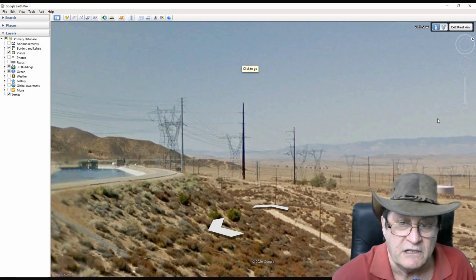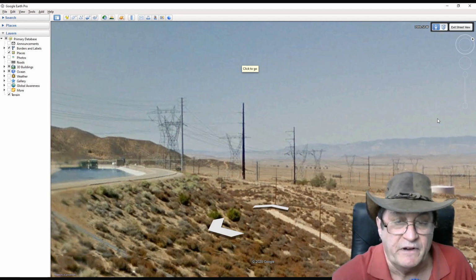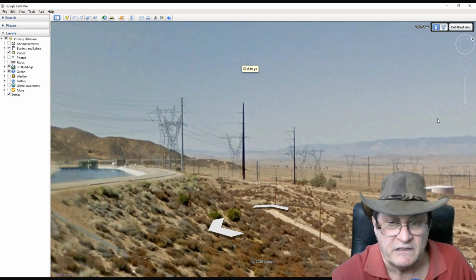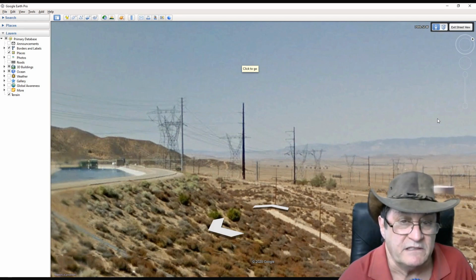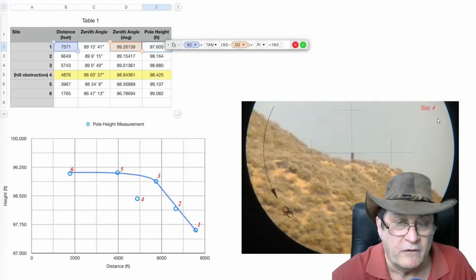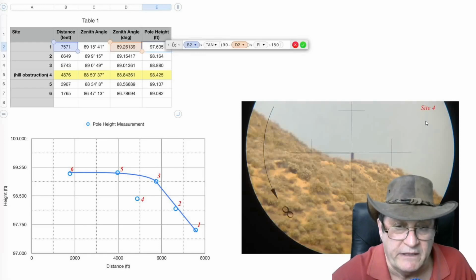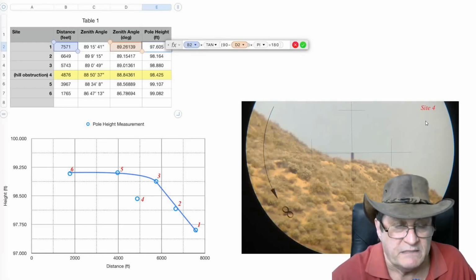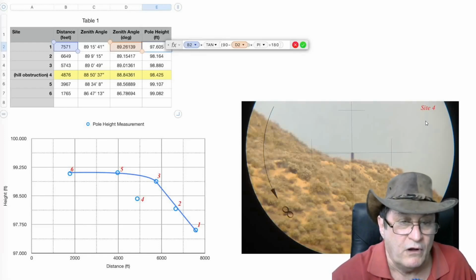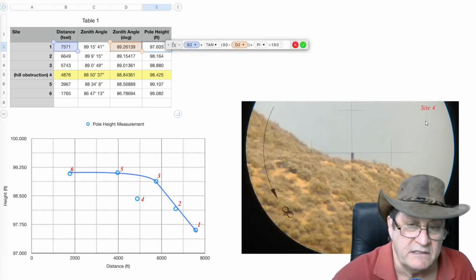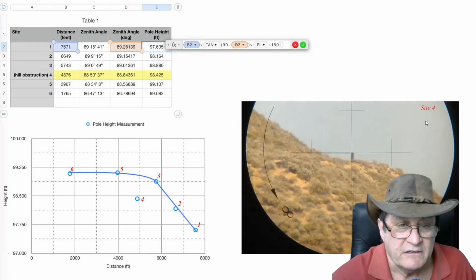But judging by the data that he's provided, I've sort of come to the conclusion that this is the pole. And on one of his particular measurements, he can only see the top of that pole because there's a bit of a hill in the way. And this particular measurement is number 4, and he's decided to discard this measurement.